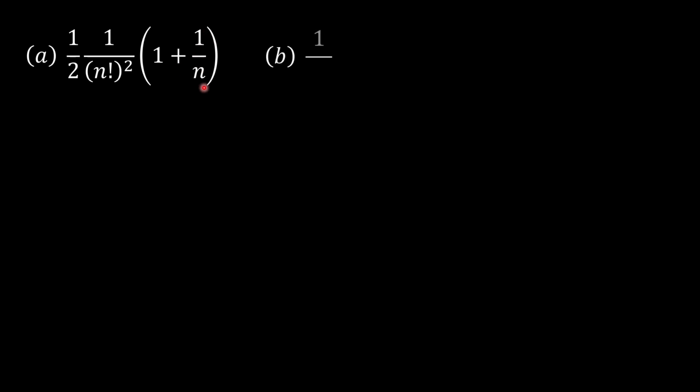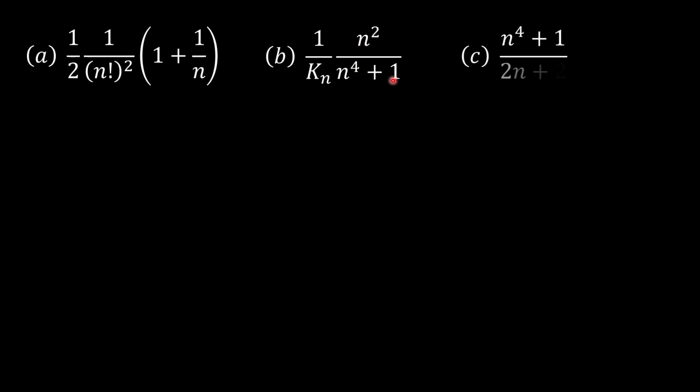So we're being told that possible answer A is 1 over 2 times 1 over n factorial squared times 1 plus 1 over n. Could that be the answer? Option B, 1 over capital Kn times n squared over n to the 4th plus 1. Possibility C, n to the 4th plus 1 over 2 to the n plus 2 times 1 over n factorial.